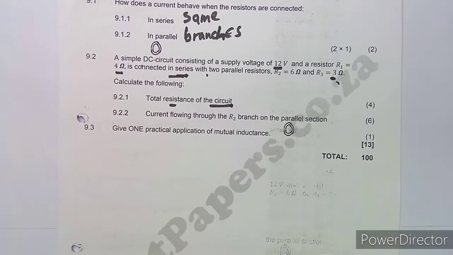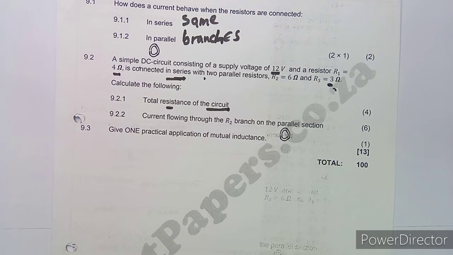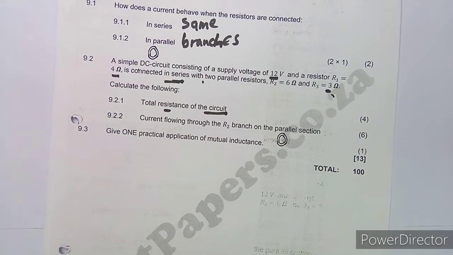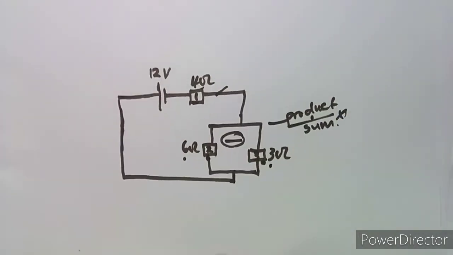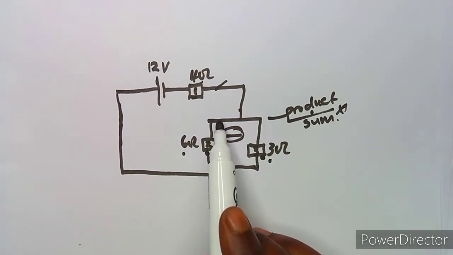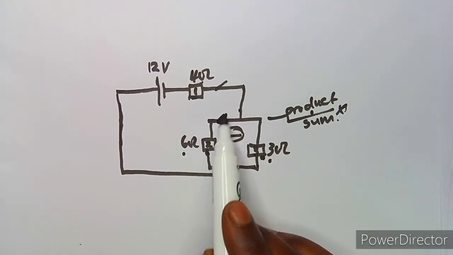Then another part is to calculate the current through R2, through the R2 branch on the parallel section. The current that is going to flow through R2 on the parallel section. Okay, let's see the diagram that we had here. So you see now the advantage of having a diagram. Now you can relate to say, okay, this is the branch that is R2, this one.